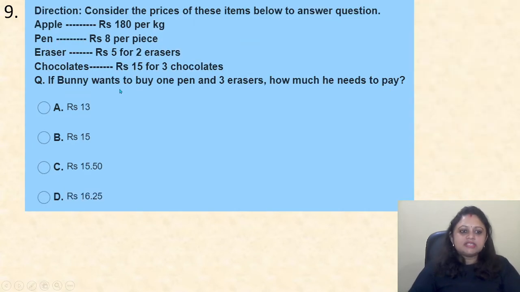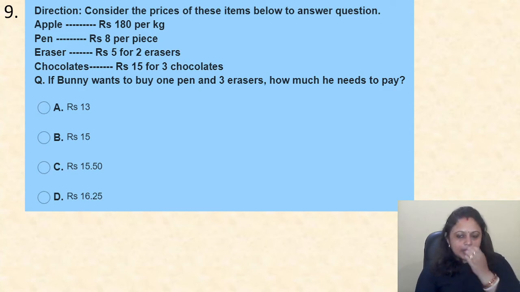Coming to the next question, consider the prices of these items below to answer the questions. Apple is rupees 180 per kg, pen rupees 8 per piece, eraser rupees 5 for 2 erasers, chocolates rupees 15 for 3 chocolates. If Bunny wants to buy 1 pen and 3 erasers, how much does he need to pay? Option A rupees 13, B rupees 15, C rupees 15 50 paisa, D rupees 16.25.